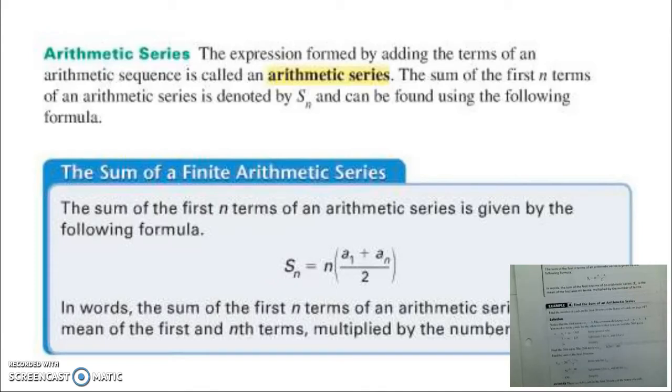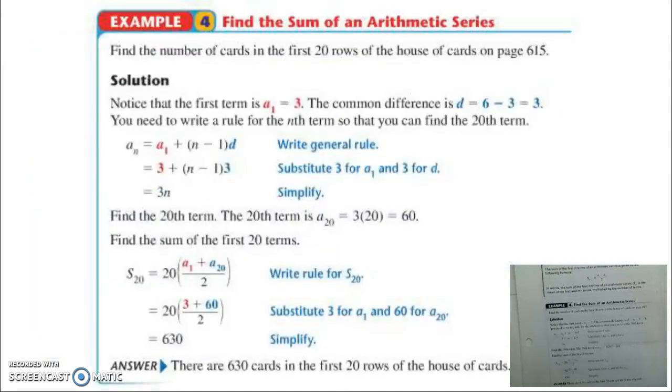S sub n equals n times, and then in parentheses, a sub 1 plus a sub n over 2. We're literally taking the average of the first and last terms, multiplying it by the number of terms, and that'll give us the sum of the sequence. And if you look at this mathematically, you'll be able to see why this works. So the sum of the first n terms is the mean of the first and the nth terms times the number of terms.